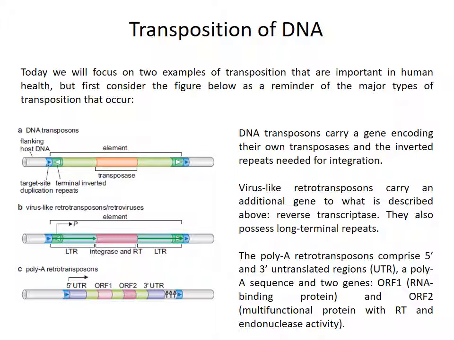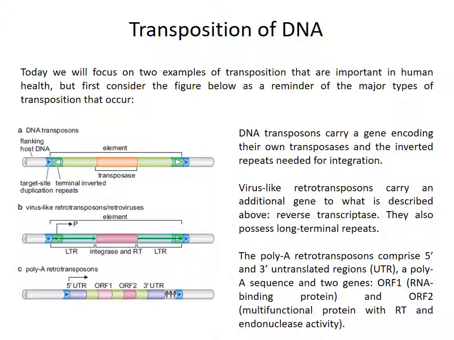The poly-A retrotransposons here at the bottom are very interesting. These encode two open reading frames, ORF1 and ORF2. Both of these open reading frames are very important in terms of function. The first is an RNA binding protein, and the second is a multifunctional protein that itself has reverse transcriptase activity and also endonuclease activity, so it can cut DNA and also reverse transcribe RNA into DNA.